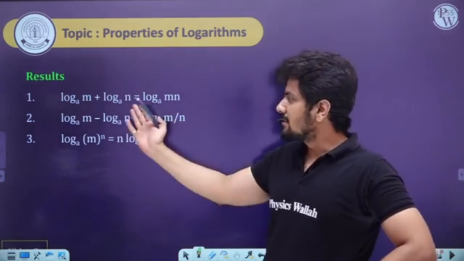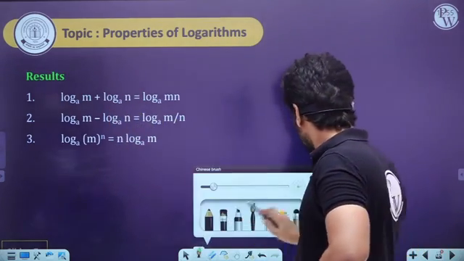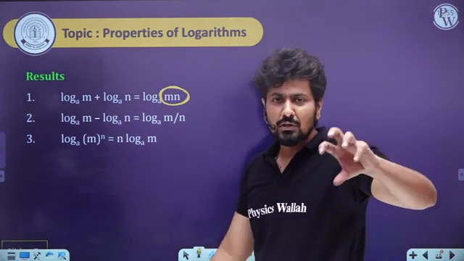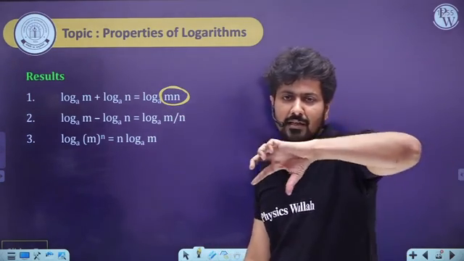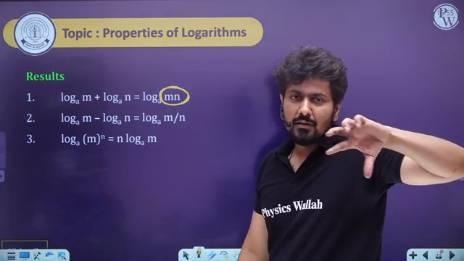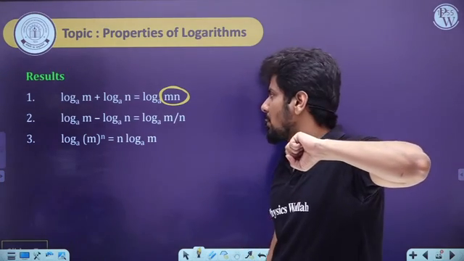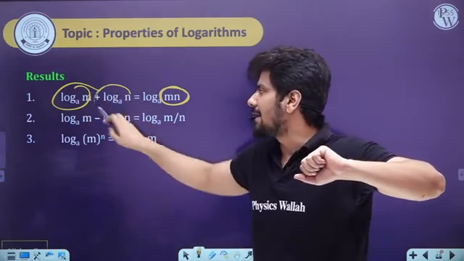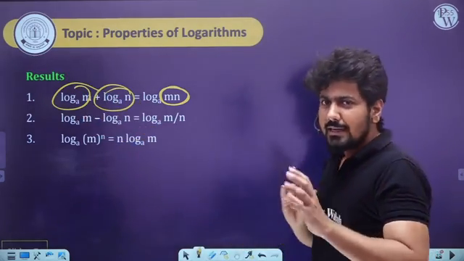So basically the first statement is saying that if we multiply two numbers, suppose there are two numbers m and n, and they are on the same base, then basically we can simply add the powers. That's what it is saying.